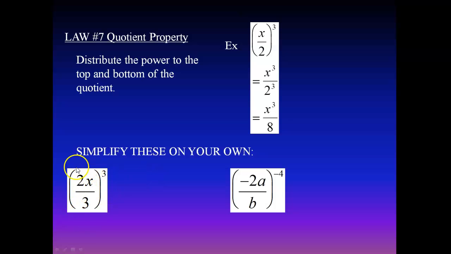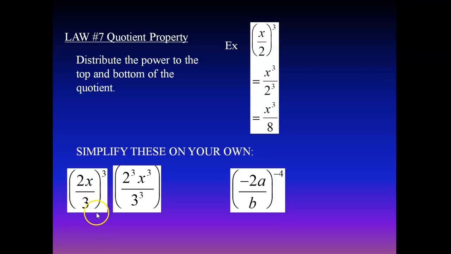The same way here, when we have more than one term, we distribute to each of those. And so that becomes 2 to the third, x to the third, 3 to the third in the denominator. And then when you simplify, that would be 8x cubed over 27.